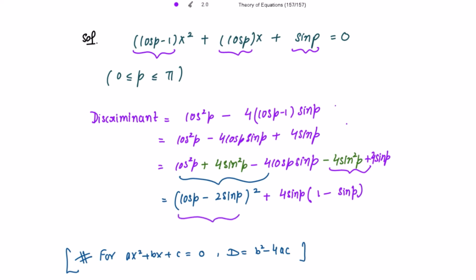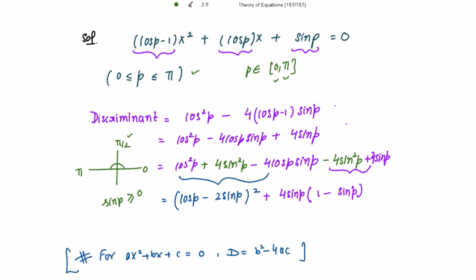Now the first term is positive, right? Because of the square. Let's check for sine of p. What is the interval given to us? p belongs to the closed interval 0 to pi. Let's check in the quadrants. This is 0, this is pi by 2, this is pi. Now sine of p is positive for these two quadrants, right? Sine of p is not only positive but also equal to 0. Either it is equal to 0 or it is greater than 0.